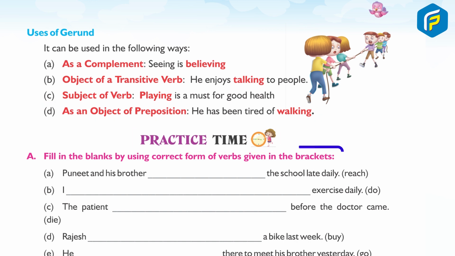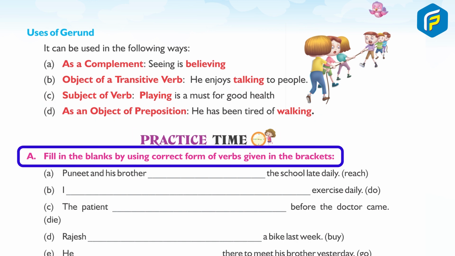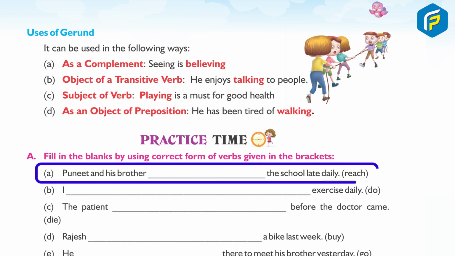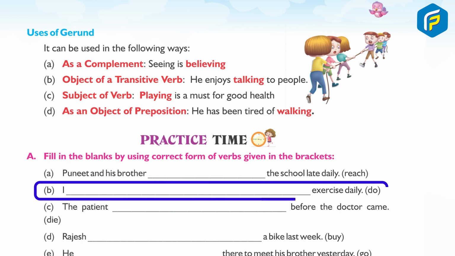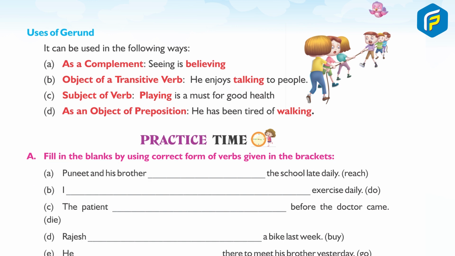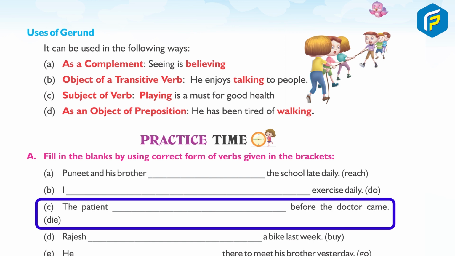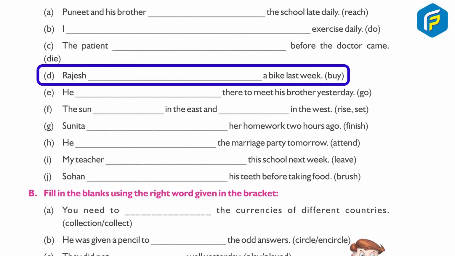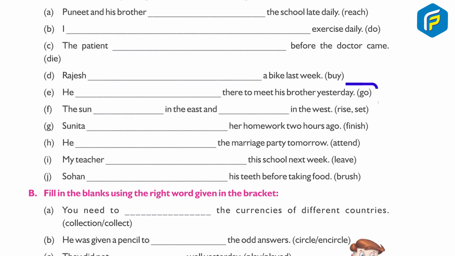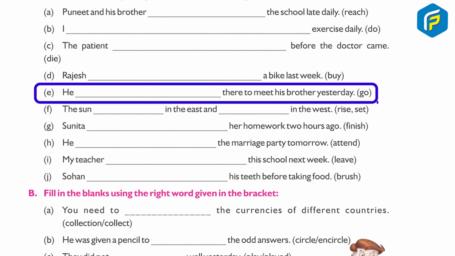Practice time. A. Fill in the blanks by using the correct form of the verbs given in the brackets. A. Punit and his brother reach the school late daily. B. I do exercise daily. C. The patient died before the doctor came. D. Rajesh bought a bike last week. E. He got there to meet his brother yesterday.